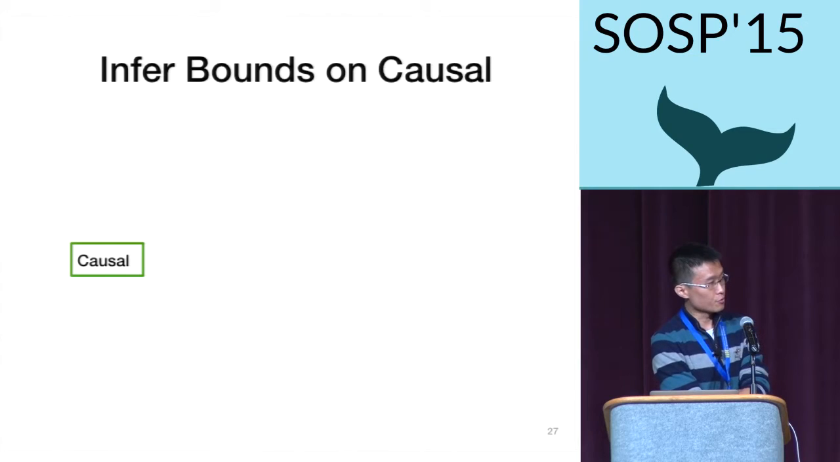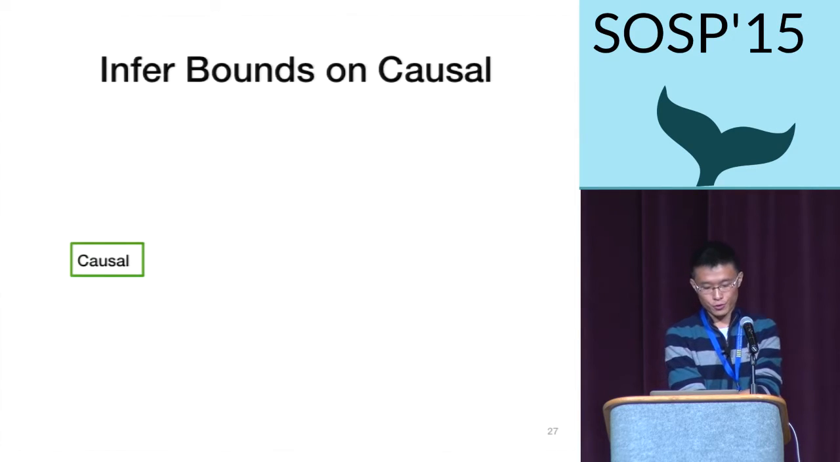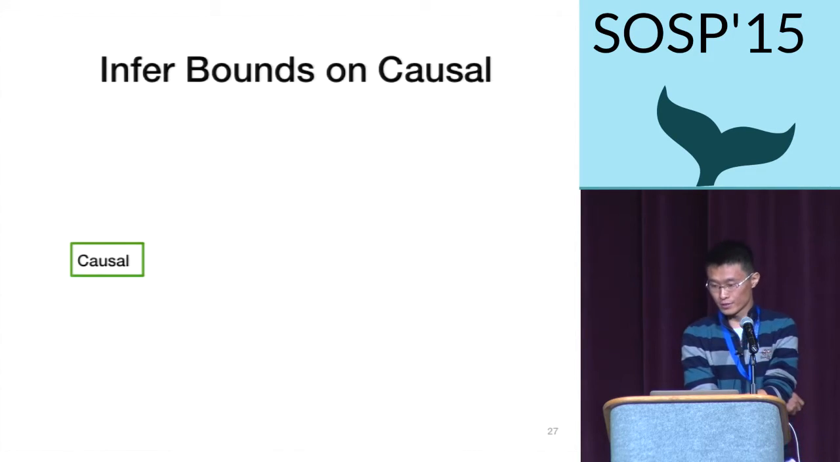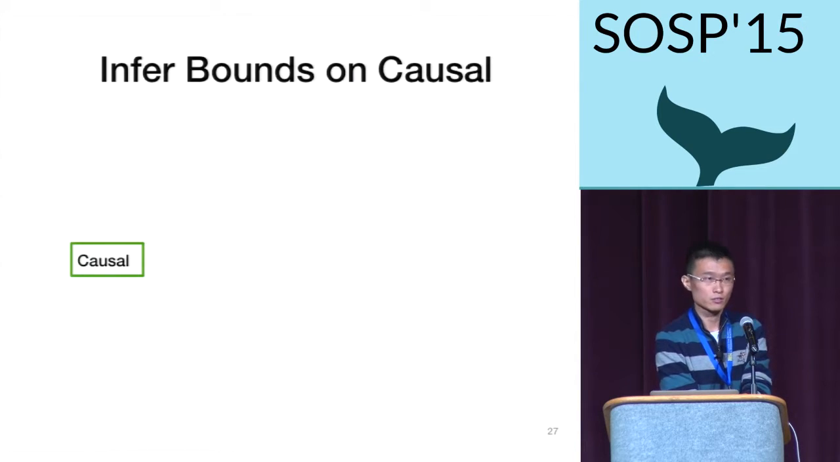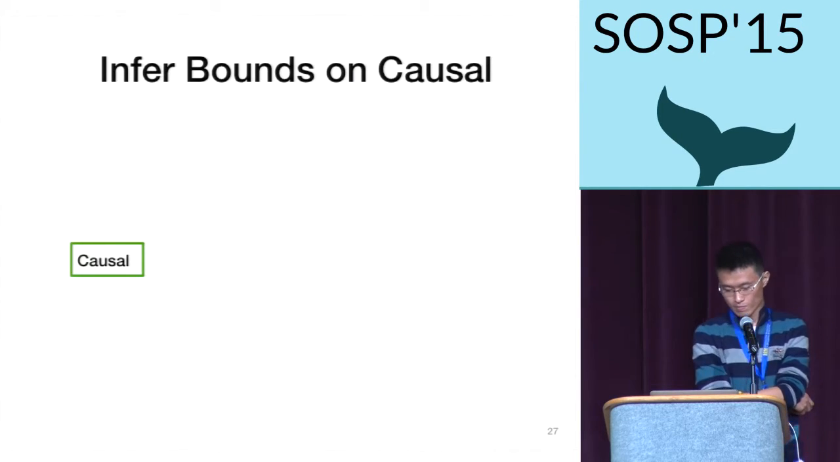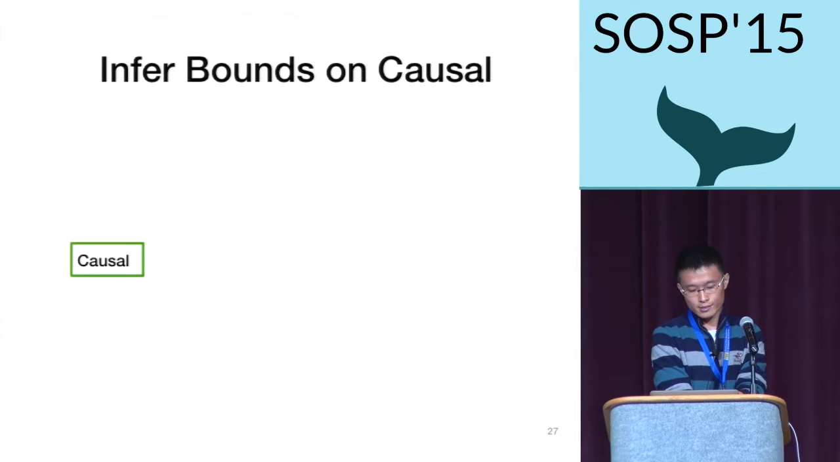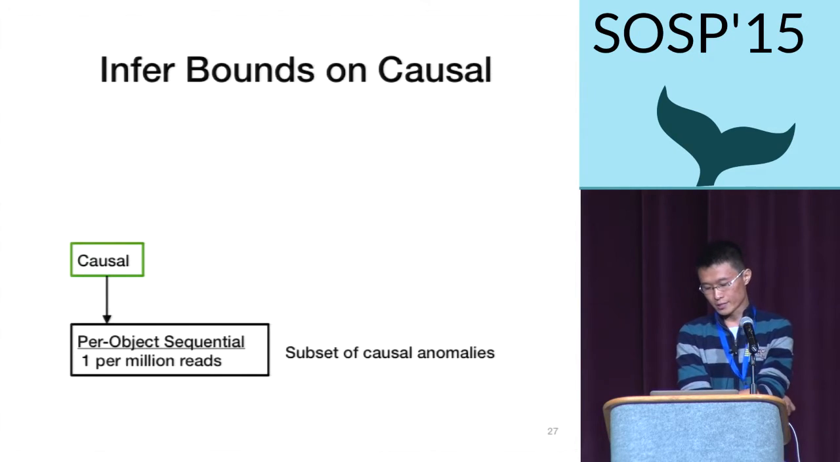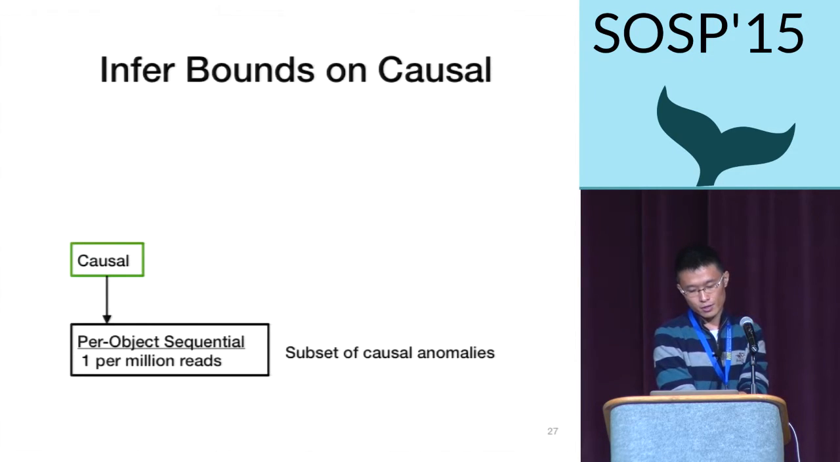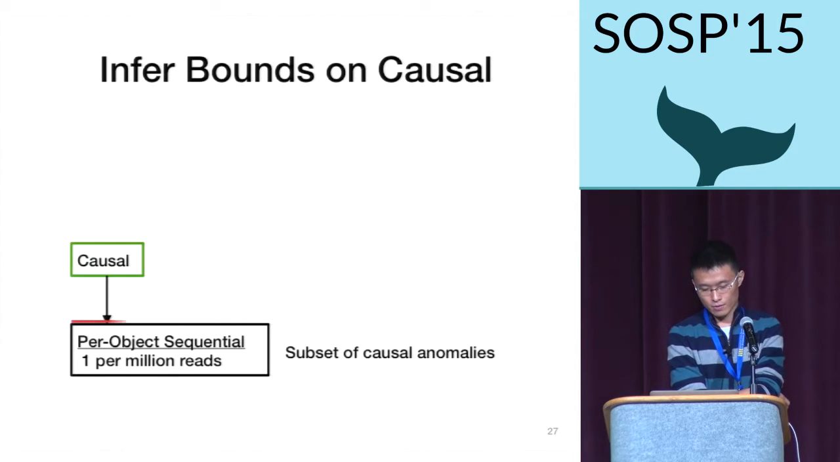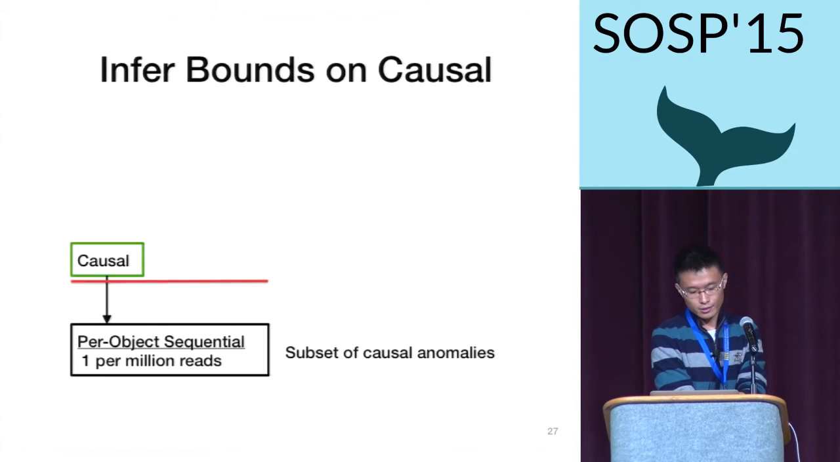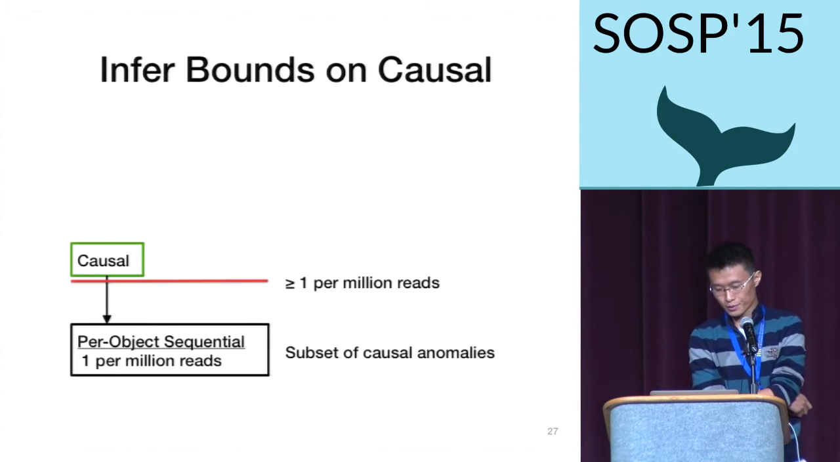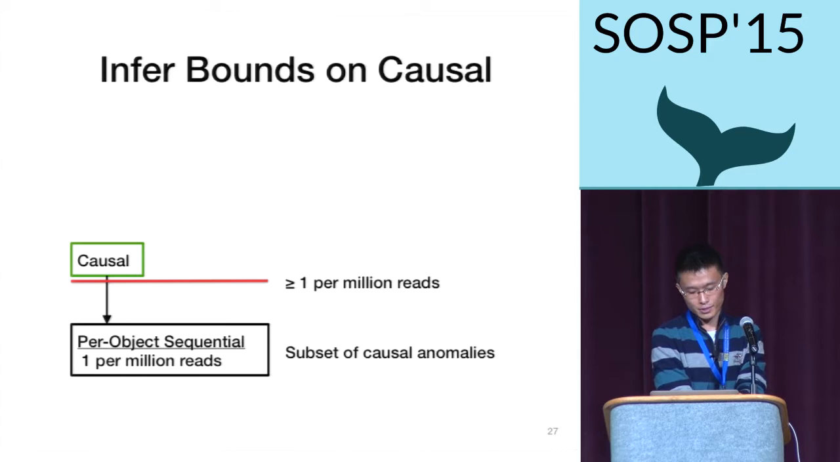Those were the results for anomaly checkers. Again, they are all local consistency models. Now I'm going to show how we use our results to infer the benefits of non-local consistency models. For instance, causal consistency is stronger than per-object sequential. That means per-object sequential anomaly is a subset of causal anomaly. So a causally consistent system like COPS would eliminate at least all per-object sequential anomalies.